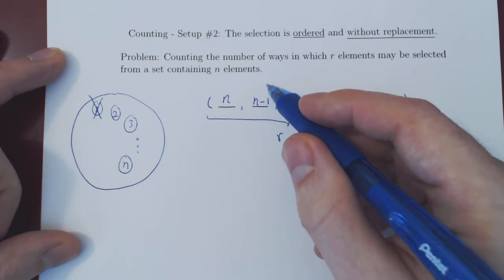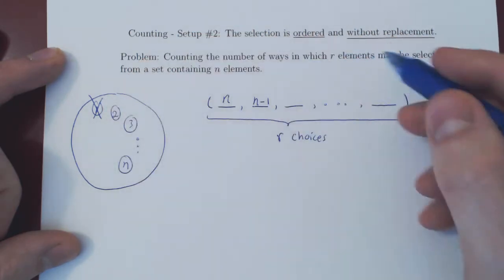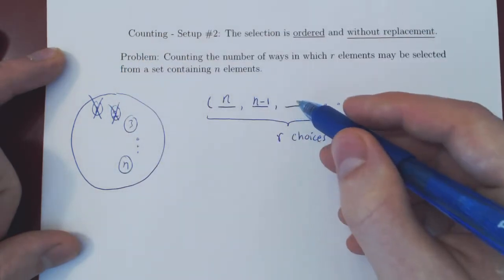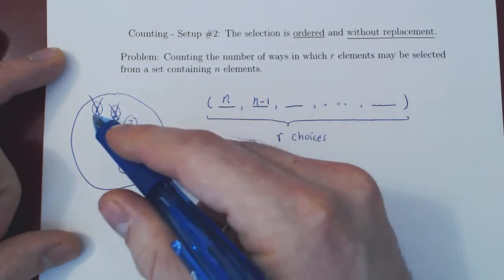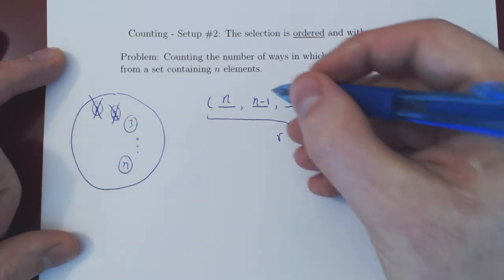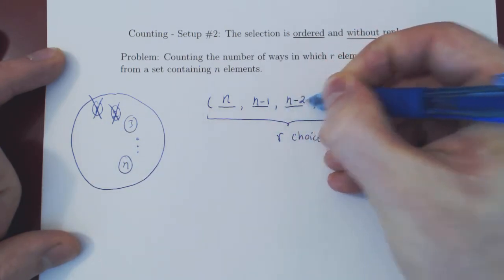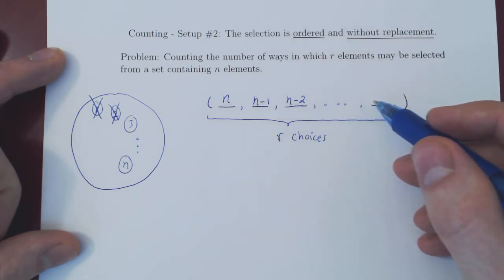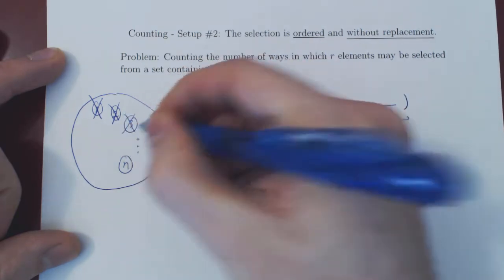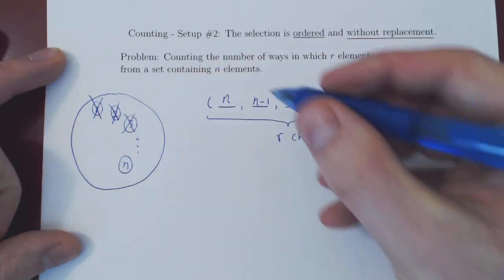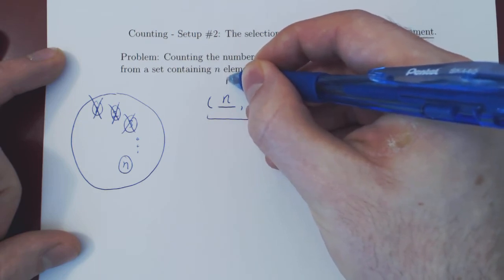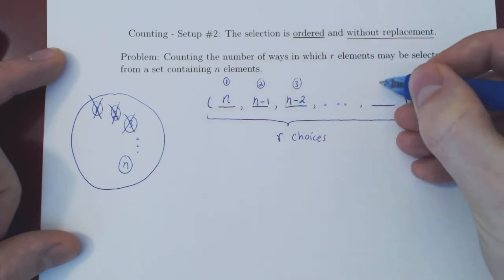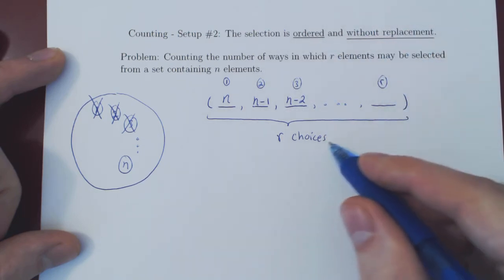Just for argument's sake, suppose that ball number 2 was drawn. Because it is again without replacement, ball number 2 is no longer available. So for the third pick now, we have 2 fewer options, so we're down to n minus 2. And you see where this is going, n minus 3, n minus 4. The only question is, where does this end? And you have to be careful. You see, this was our first pick, our second pick, our third pick, and we end at the rth pick, as there are r choices.